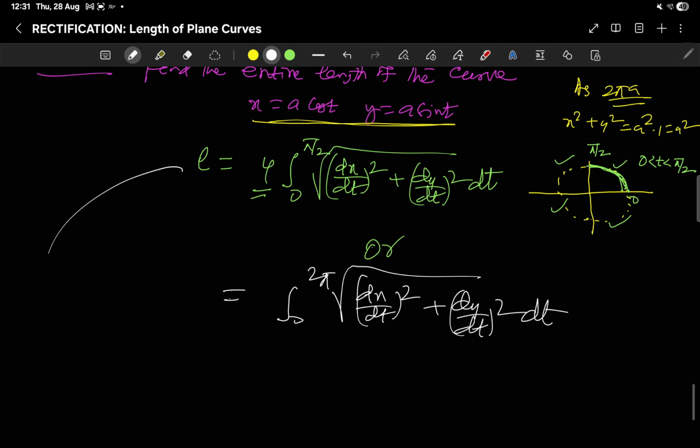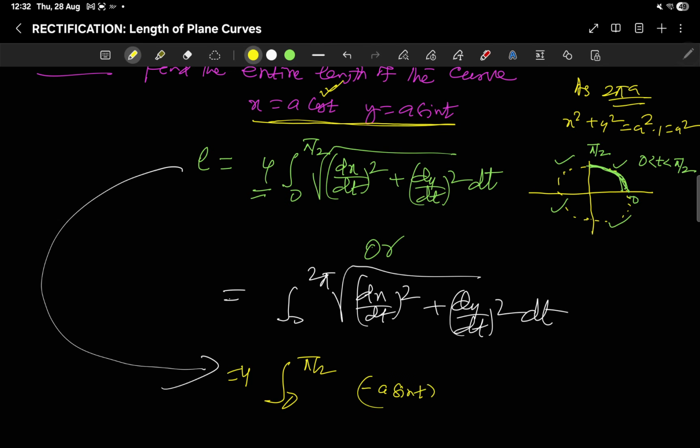Suppose we work in this line, then it is 4 times the integral 0 to pi by 2, and what is dx by dt here? Dx by dt is minus a sin t. So minus a sin t whole square, plus dy by dt, which is a cos t whole square, dt.